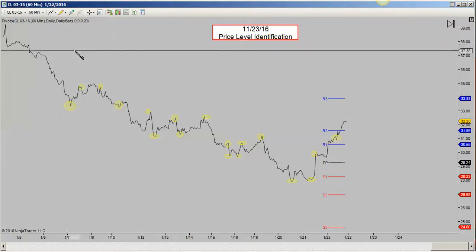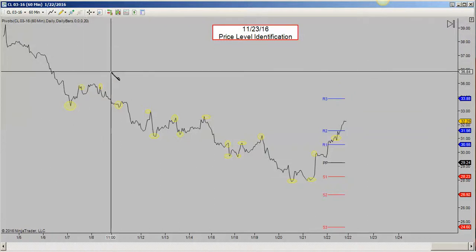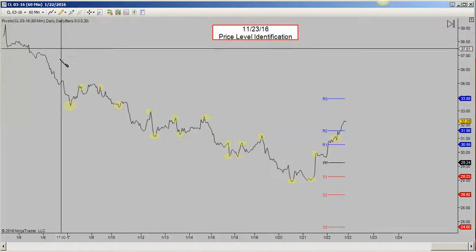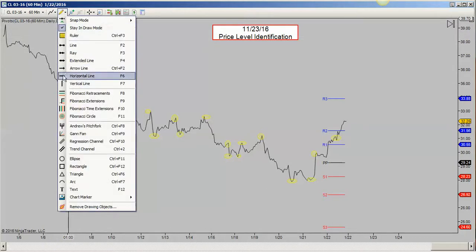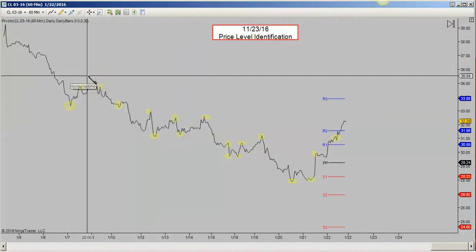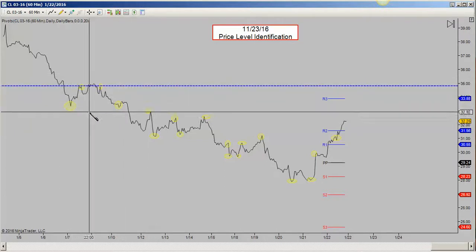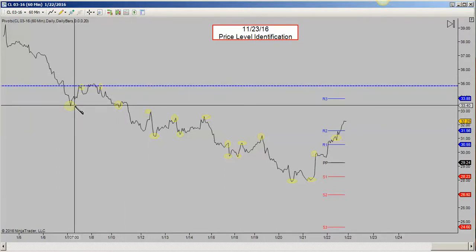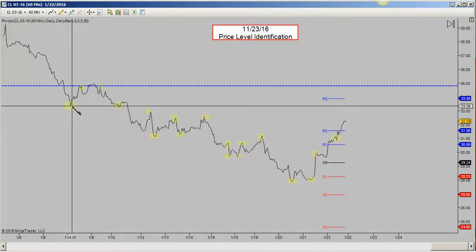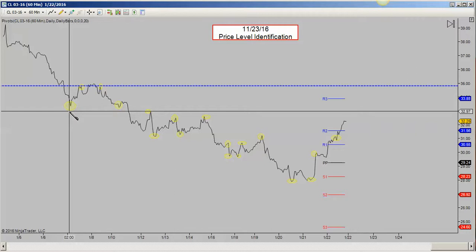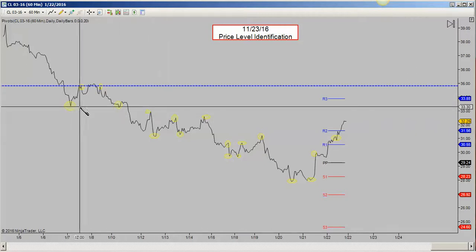The second thing we're going to do is take the horizontal line tool and connect these pivot points. So I'm going to grab the horizontal line tool, and we're going to connect those like so. So I took these two here, and remember, it's not necessarily perfect. We're not dealing with a perfect scenario here, but we want to connect as many of those locations as possible.